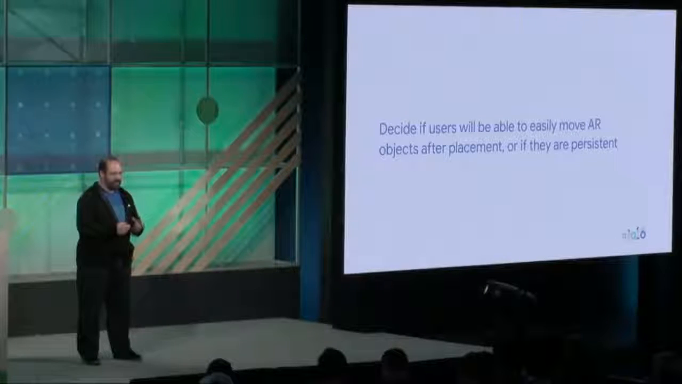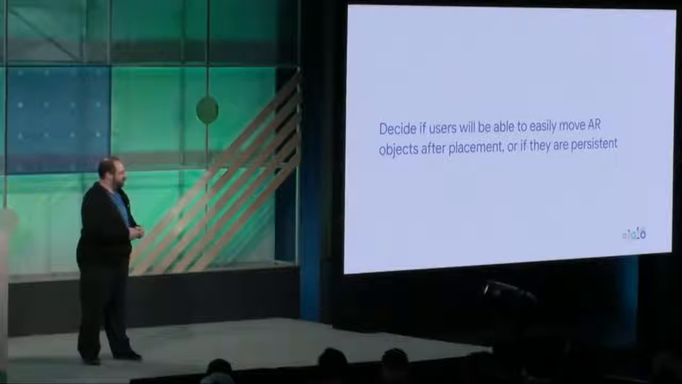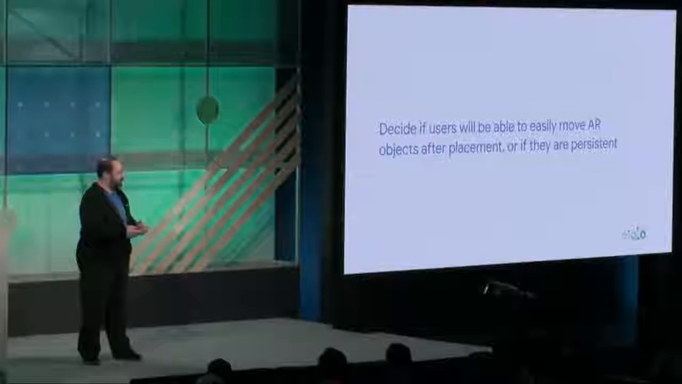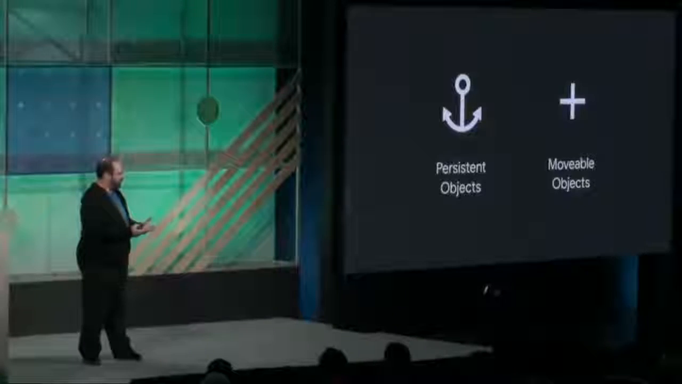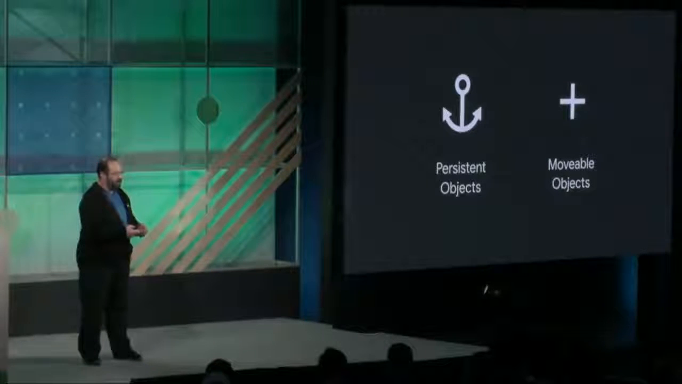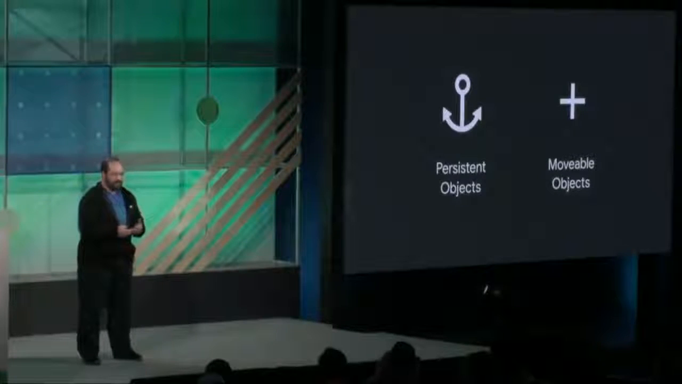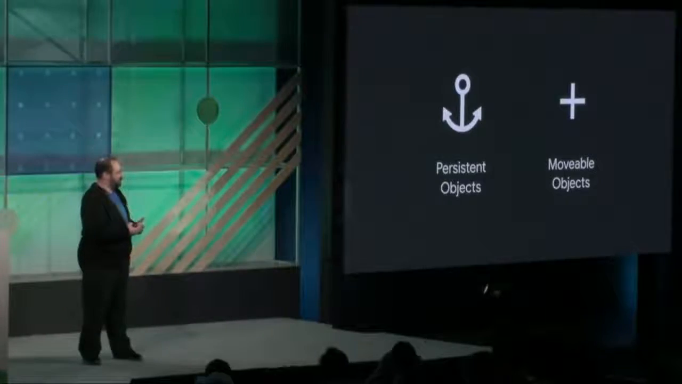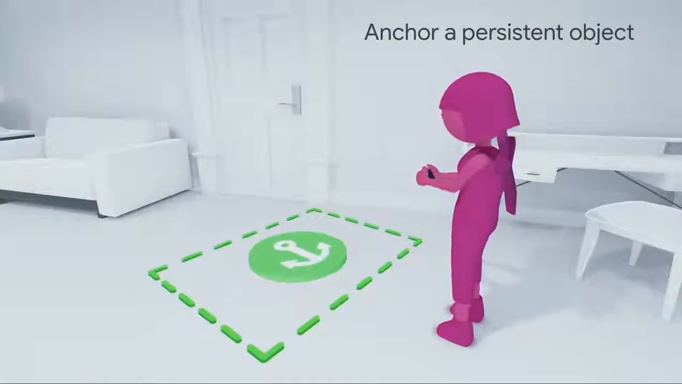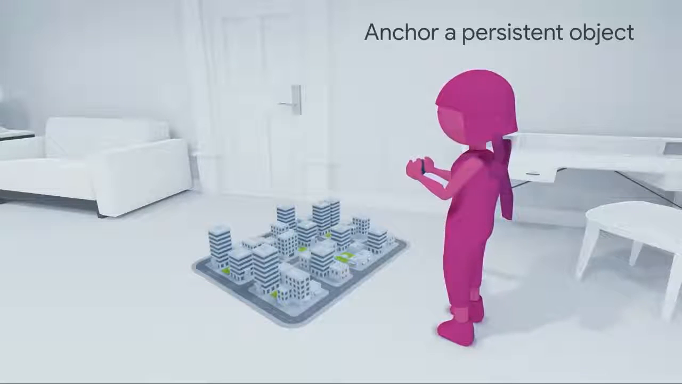Next thing you want to think about is deciding if users are able to easily move the objects after they've been placed, or if these are really more permanent objects. And there's, again, no right answer here. So a more persistent object might be like a game board or something that itself takes input. But we want to recommend that you use these standard icons to set expectations for users so they know, as they're placing that object, if that object is going to move around later on as they swipe on it.